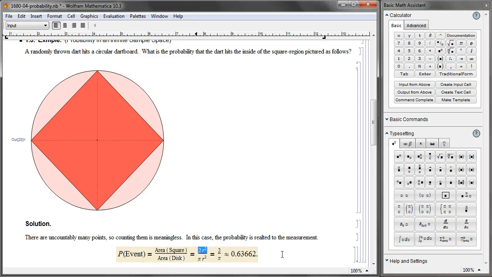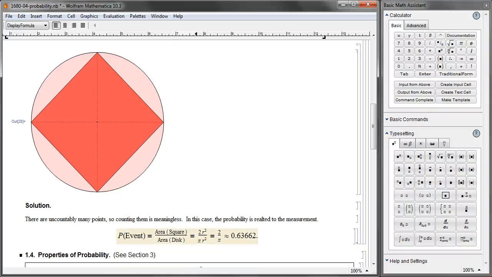Why? Well, I'm going to leave that as an exercise to you. In the end, r squared cancels out and you get 2 over pi, which is approximately 0.6366, something like that.